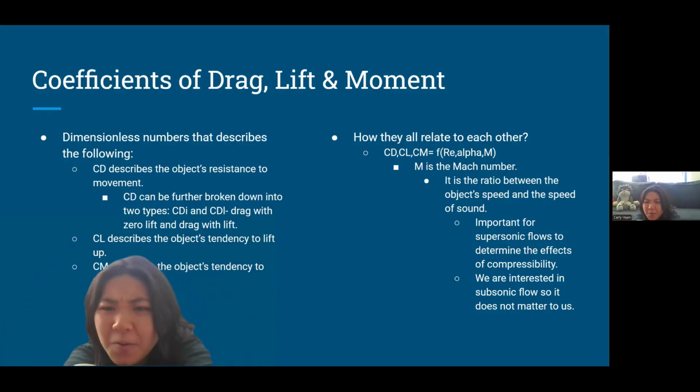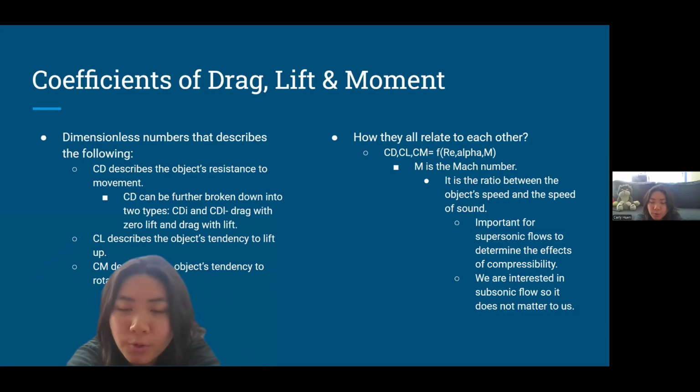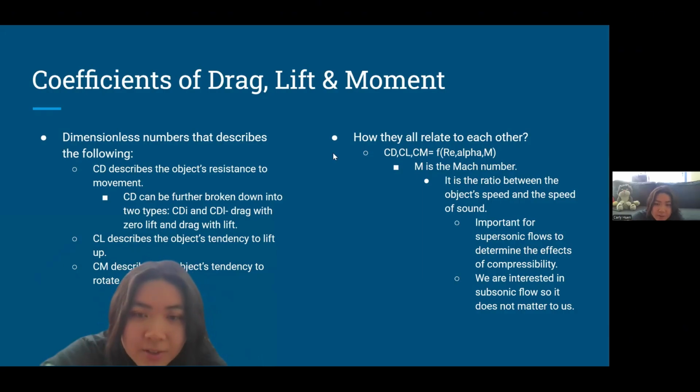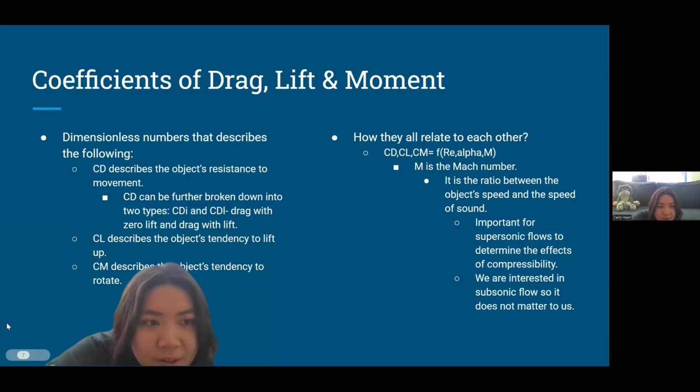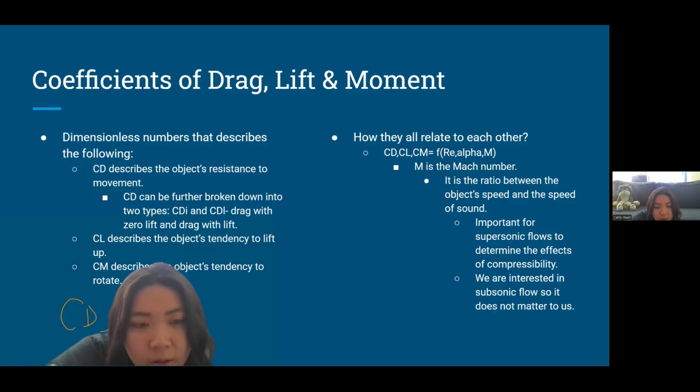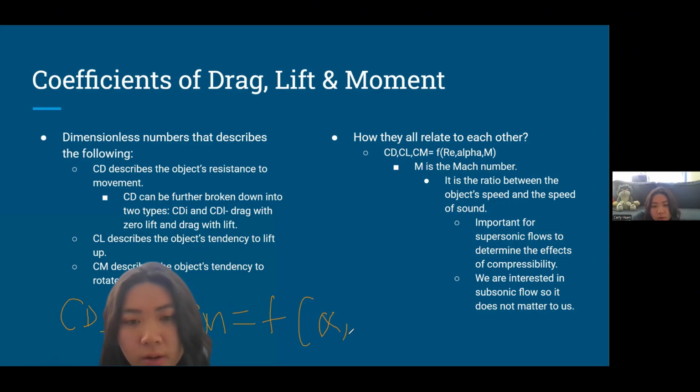Okay, so how do they all relate to each other? Basically, it's this. I wrote it down, but I'm going to write it again. So you got your CD, CL, CM. They will be a function of your angle of attack, and then your Reynolds number, and then your Mach number.